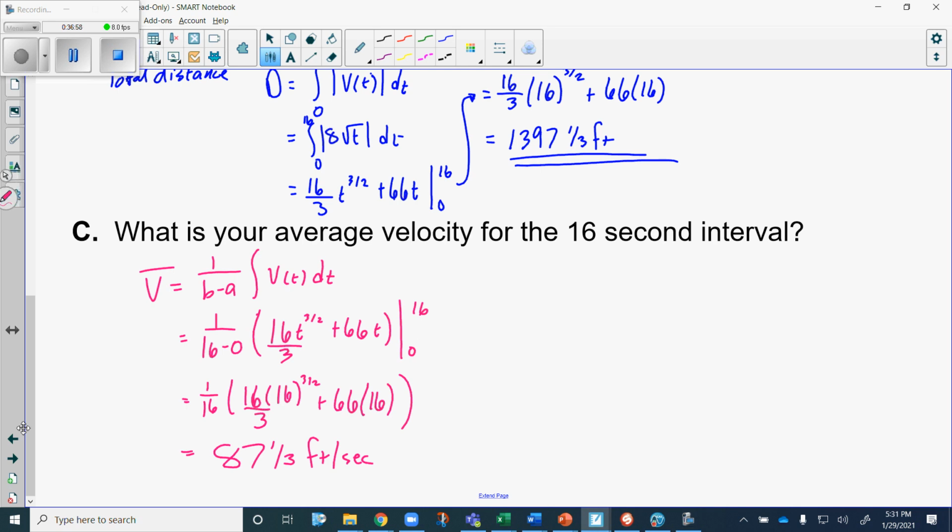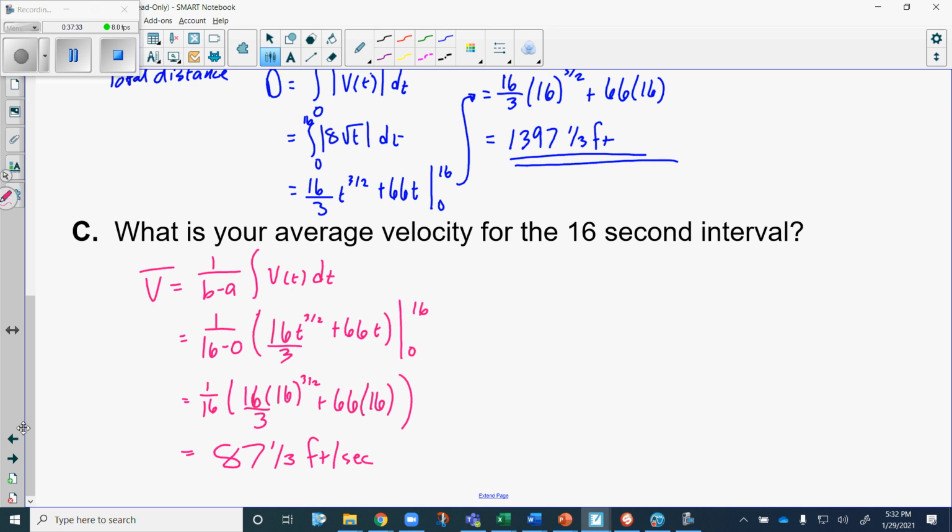which makes sense because if you look at the function, it's going to be continuously increasing. There are no values where it would be below the x-axis. That's not always the case, but in this case, the displacement and the total distance that you traveled happen to be the same thing. So we take the 1,397 1/3 and multiply it by 1/16, and that's how I get 87 1/3 feet per second for the average velocity here.